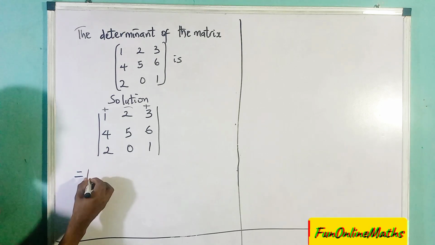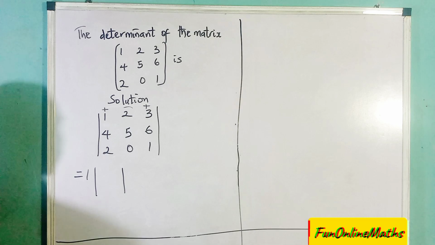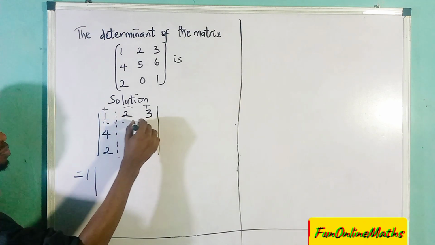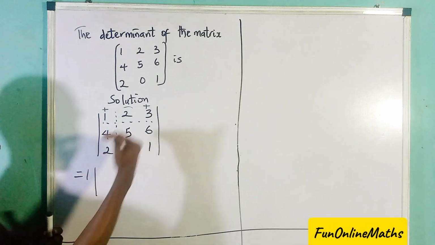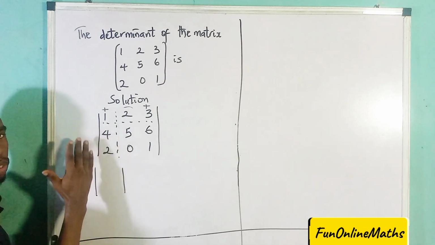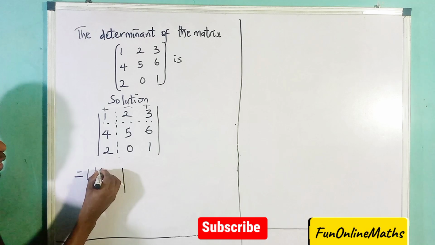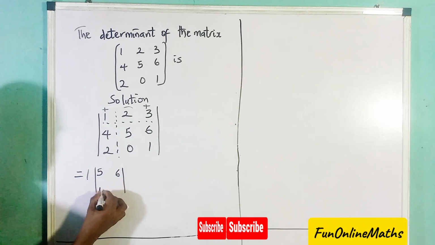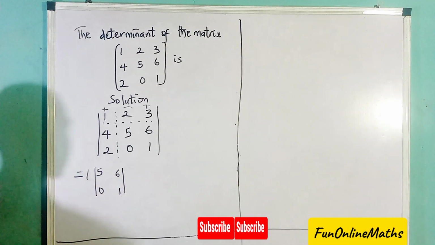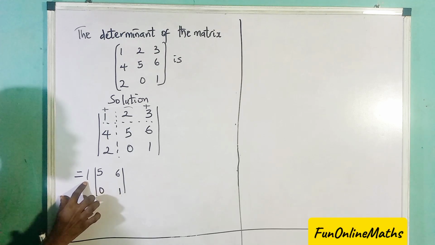I will have 1. Then I'm going to have my mini determinants. I'm going to break this and break this. Now, the upper side and the left hand side, I'm not going to consider them. So what I have here, I'm going to write in here: 5, 6, 0, 1. Now, 1 carried the sign positive, but since we don't need to write plus, I didn't write it.